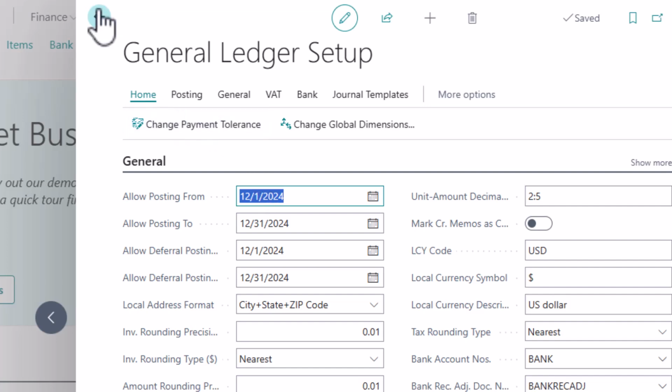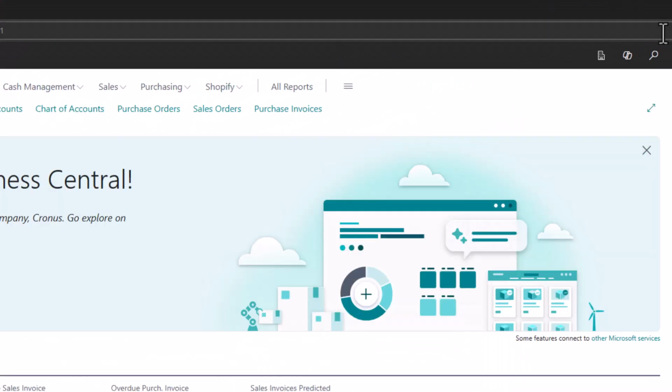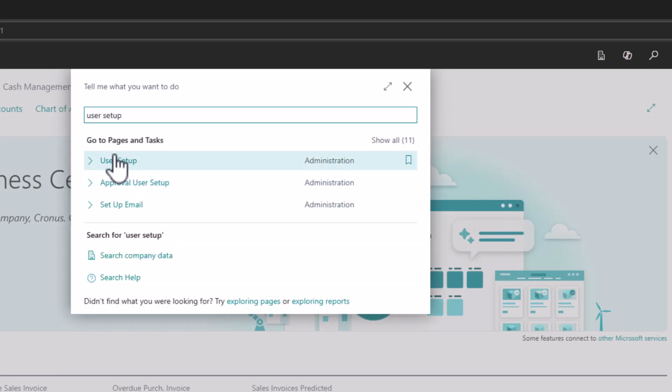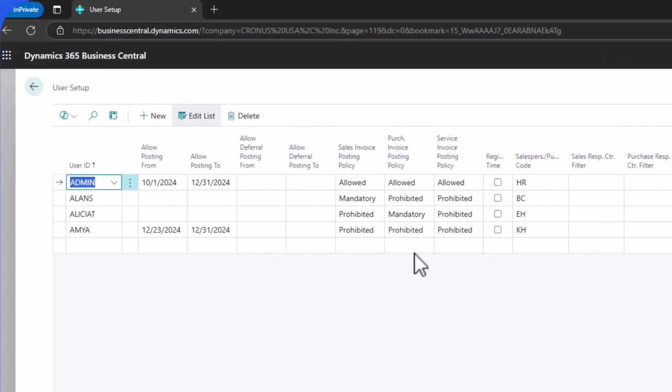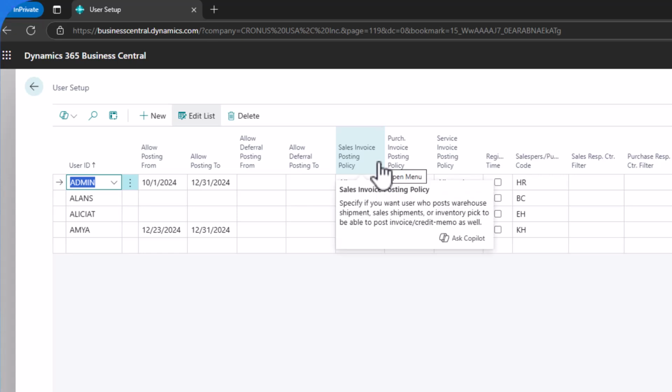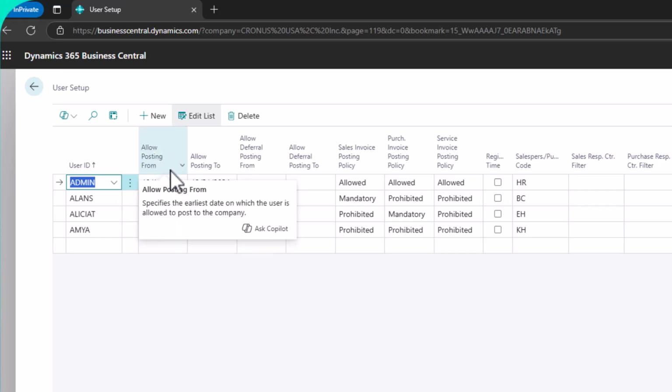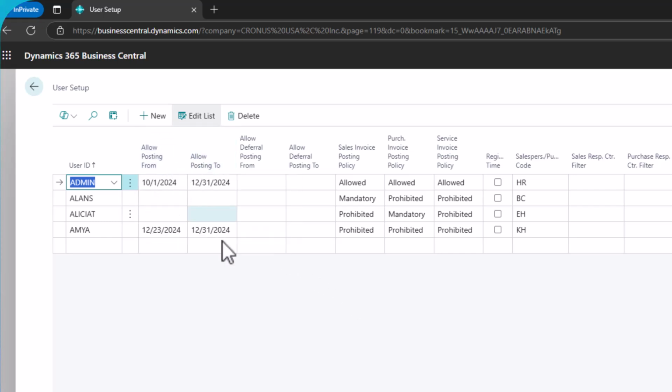So now I want to show you where exceptions are created. So we have in the system something called user setup. Now the user setup controls more things such as the sales invoice posting, purchase posting, those kind of processes, what pops up when they hit post. The allowable posting periods are in here as well. Now, if they're blank, like Alan and Alicia, they both have blank allowable posting dates. That means it uses the global value established in the general ledger setup.